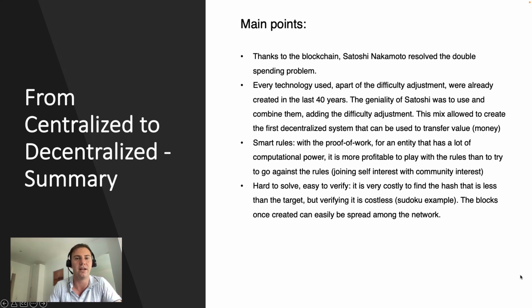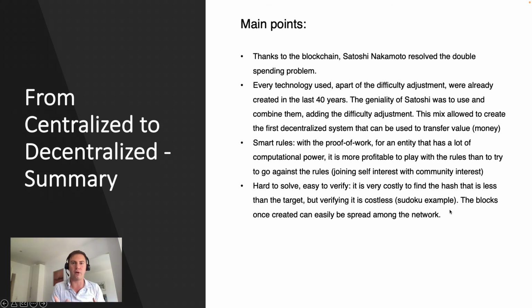Smart rules with the proof of work: for an entity that has a lot of computational power, it is more profitable to play by the rules than to go against the rules. So joining self-interest with community interest, and then hard to solve, easy to verify. It is very costly to find a hash that is less than the target, so a lot of energy is spent. You need to spend a lot of energy, but verifying is costless.